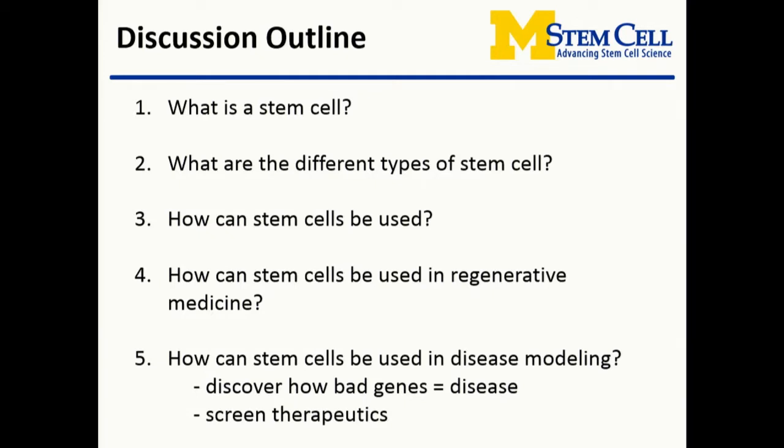So, what I'd like to talk about is: what is a stem cell? Very basic. What are the different types of stem cells? How can stem cells be used? And specifically, we'll talk about their potential use in regenerative medicine, and then also in disease modeling. When we talk about disease modeling, we'll break it down into discovering how bad genes cause a disease, and then also how these cells can be used for potential therapeutic screening in the future, and I'll give you some examples of that.